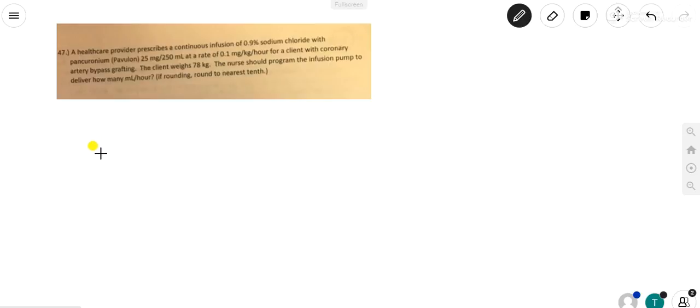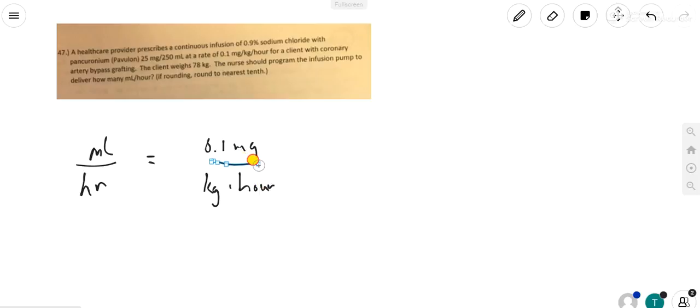So, the answer we are looking for is milliliters per hour. That guides us to what we're writing. Basically, if I've got 0.1 milligrams per kilogram per hour, and remember when you have that double slash like that, you just take the last two and multiply them together in the denominator. Now that's 0.1 milligram. That's how much medicine I'm giving.